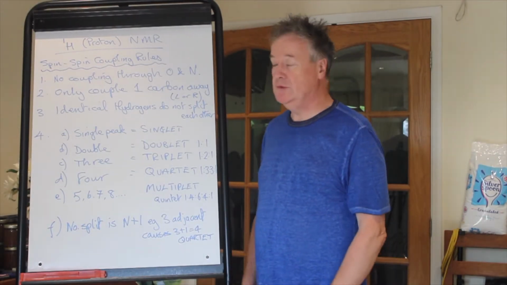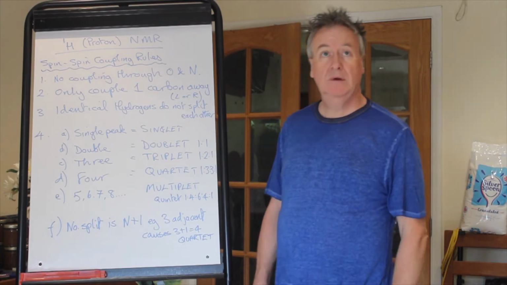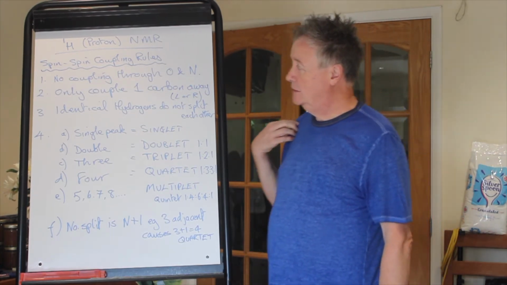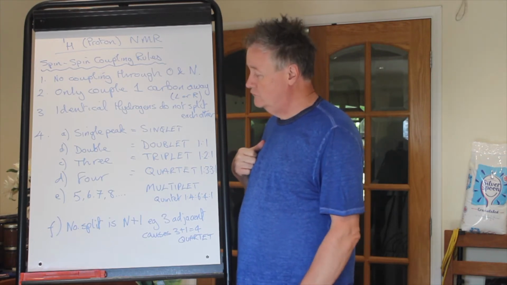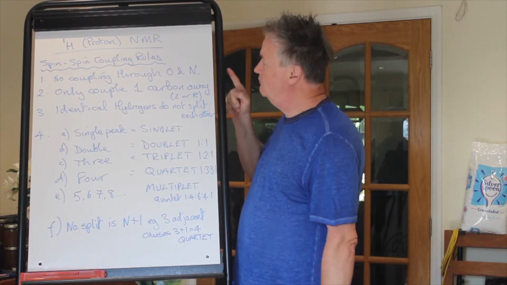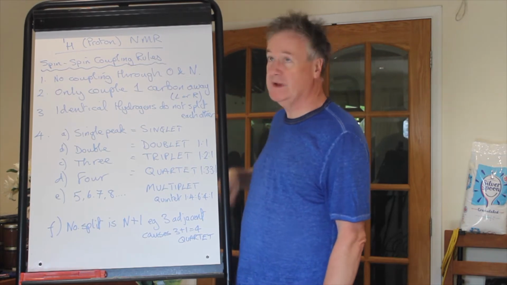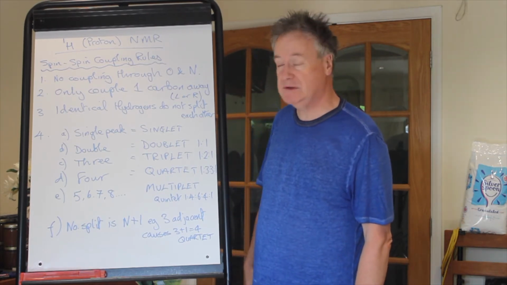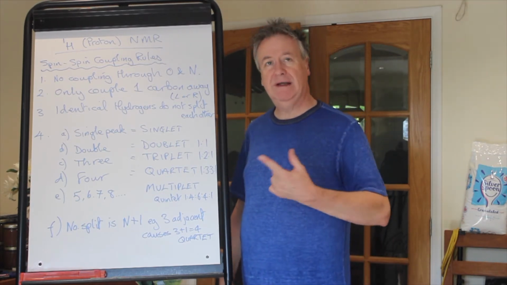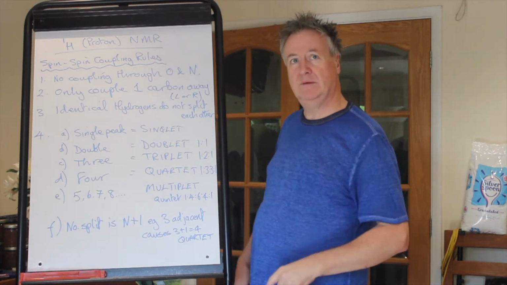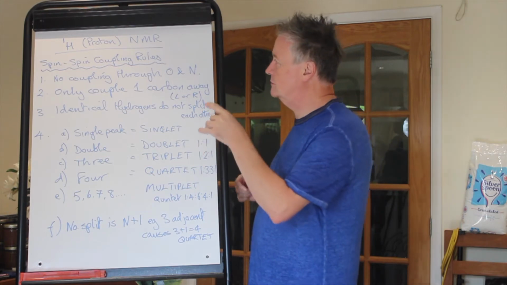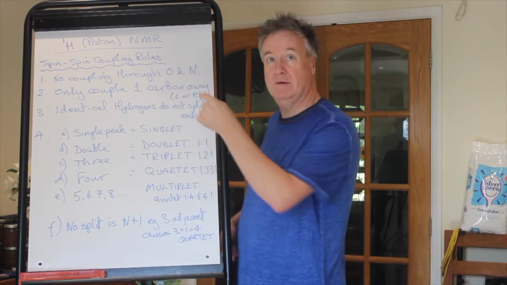Okay, the rules. You can see we've got 4. I suppose really that one could be number 5. But the first one is something I said already: no coupling through oxygen and nitrogen, so we don't get any spin splitting from hydrogens either side of a nitrogen or an oxygen. OH group, amine group, for instance.